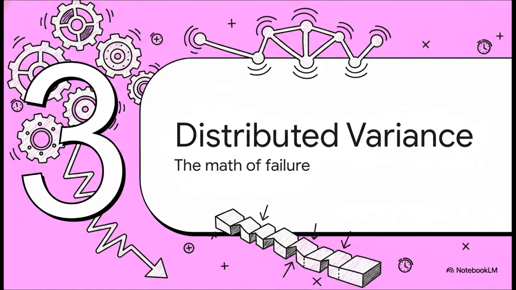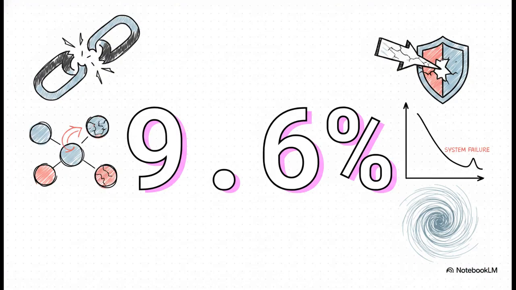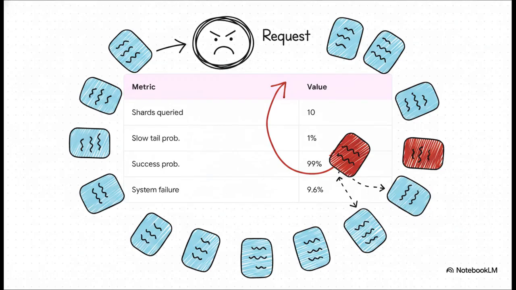Let's move on to Section 3, Distributed Variance Multiplier. We're moving from theory into the mathematical physics of failure to see how slowness cascades. All right, brace yourselves for a little shock value. 9.6%. We are talking about an almost 10% failure rate at the overall system level, stemming from just a microscopic 1% chance of slowness on a single node. Just let that sink in for a second. A 99% success rate locally turns into nearly a 10% failure rate globally. How on earth does that happen? Let's walk through the dice roll here.